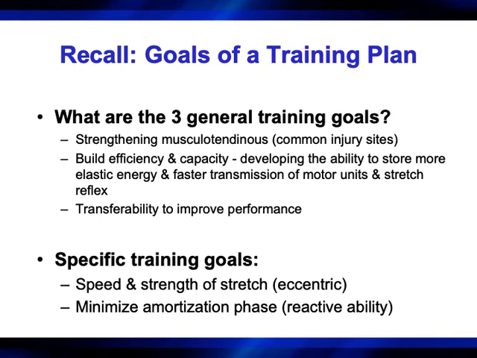The specific training goals are to enhance the speed and strength of the eccentric stretch. That's really important. And number 2 is minimize that amortization phase. So working on reactive ability. So the first specific goal is eccentric strength. The second one is developing reactive ability to minimize the time of the amortization phase.